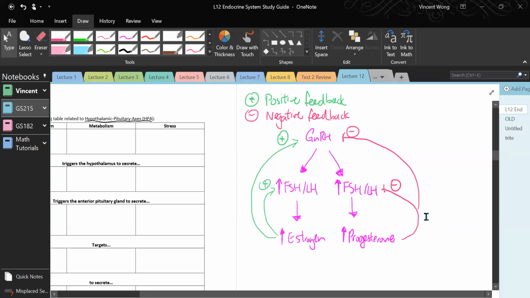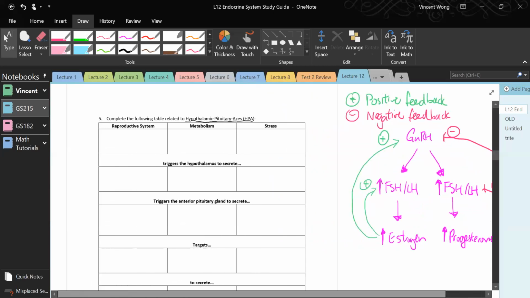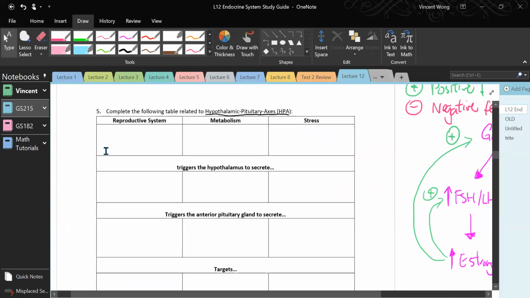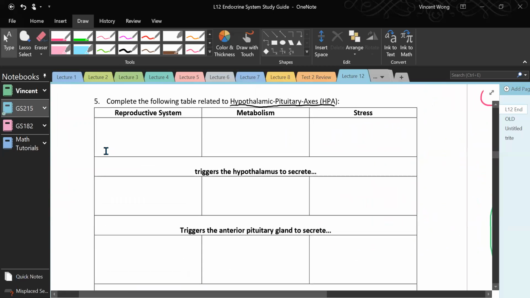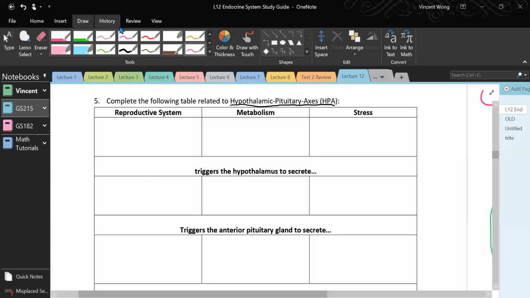So if pregnancy does not occur, the corpus luteum breaks down, then the progesterone level will drop, right? Once the progesterone level drops, this negative inhibition will no longer be there, and you begin the cycle again. So if I come to here, the reproductive system, we can say, again, we're just using the female one as a guideline to help us understand it.